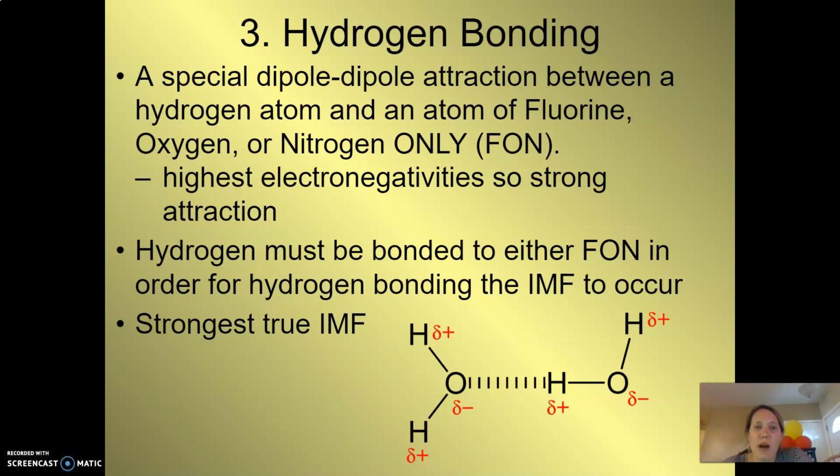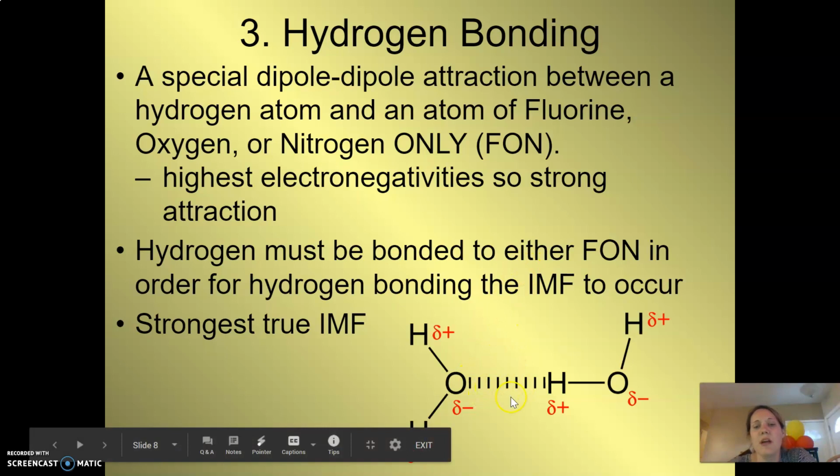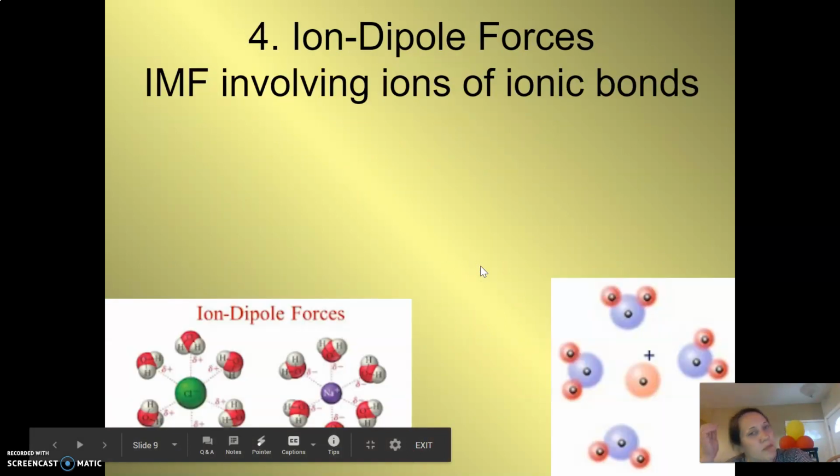And again, the properties of covalent substances are not due to the strength of the bond, it's due to the strength of the attraction between the molecules. It's different than in ionic substances.